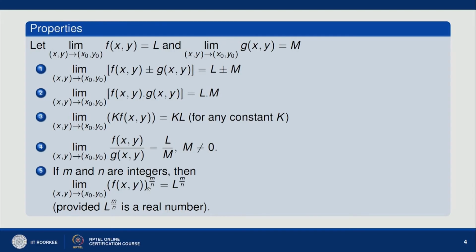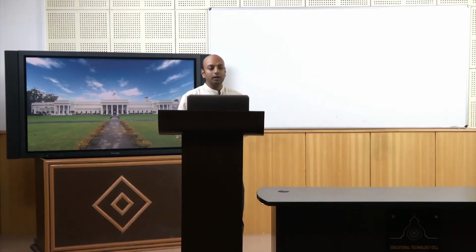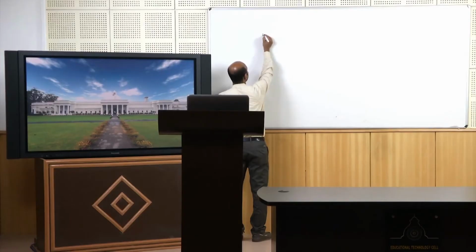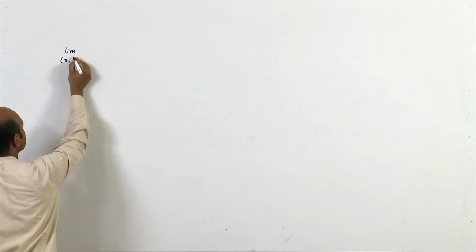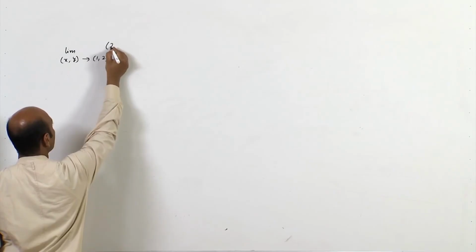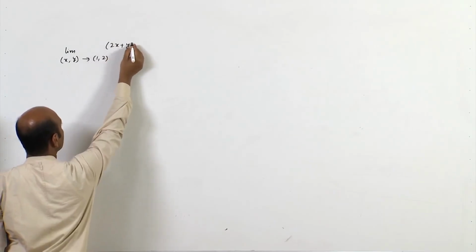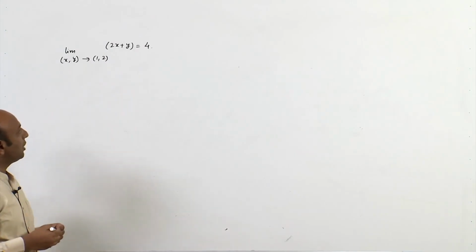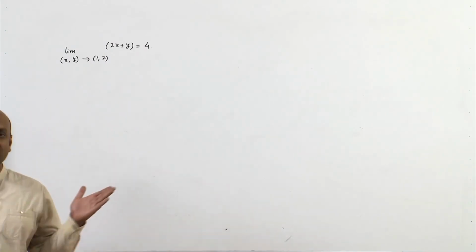These are very straightforward. Now, come to problems based on the delta epsilon definition. Using the delta epsilon definition, show that this is equal to this. The first problem is the limit as (x, y) tends to (1, 2) of 2x + y is equal to 4. So, how can we prove it? Otherwise, it is very simple.